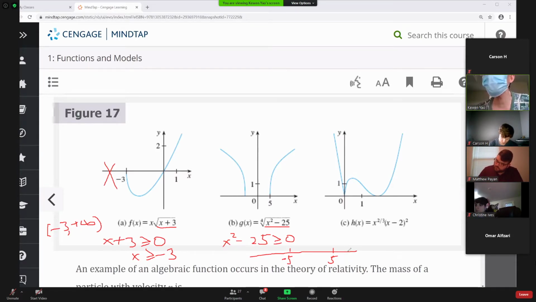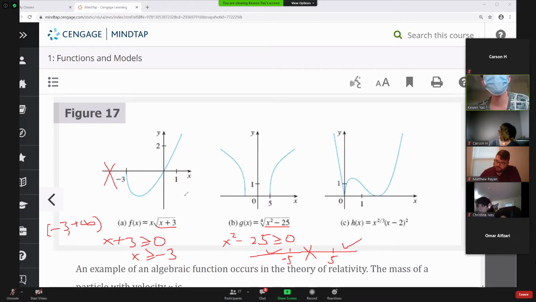You pick a number here, say you pick 6. You test: 6 squared minus 25 is positive, so this interval is fine. Similarly, this interval is fine. But if you pick a number inside the middle interval, like 0, 0 minus 25 is negative, cannot be larger than 0. So this interval is not the solution. So the domain is from -infinity to -5, union from 5 to positive infinity.